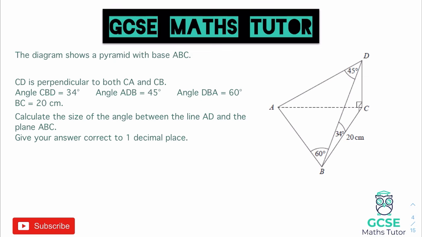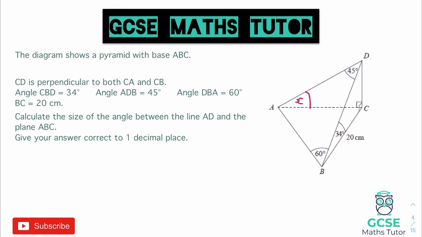Now the plane is the flat base there, so the base ABC, so we want to find the angle between AD and the base. That is the angle on this right angle triangle at the back, just there. So that's going to be what we're looking for. Let's call that angle X.